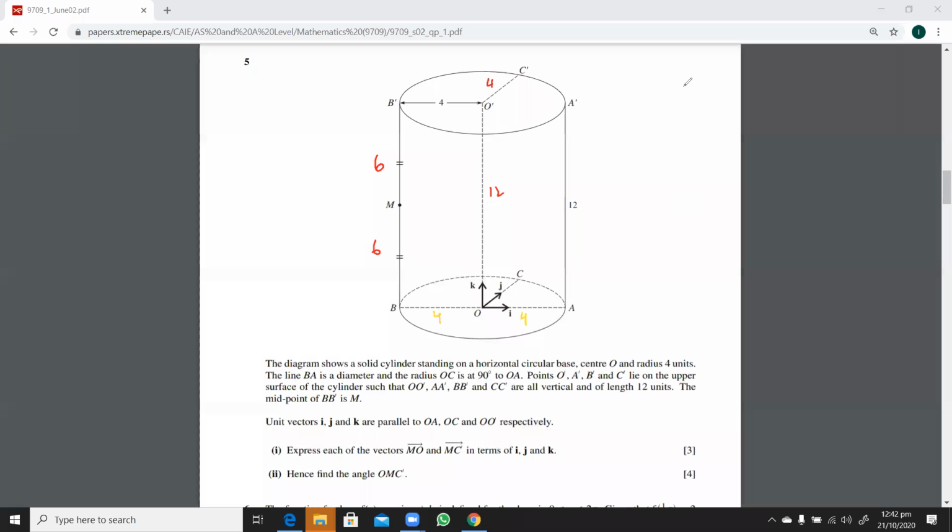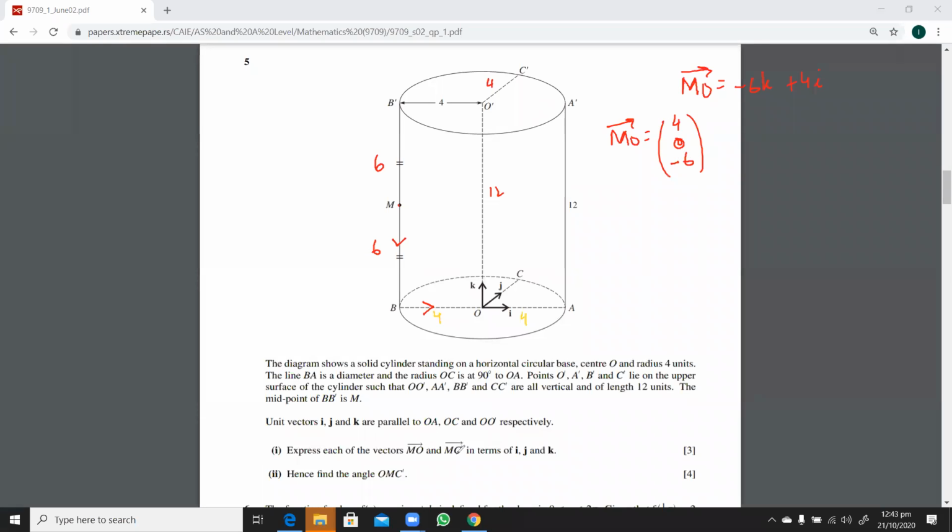Now we need the vector MO. So this MO, I'll be starting from M. I have to go to O. So I'll go downwards and I'll reach the B. And from B, I'll go towards O. So this MO is going to be minus 6k and then plus 4i. So allow me to write this MO as 4, 0, minus 6. That is your MO.